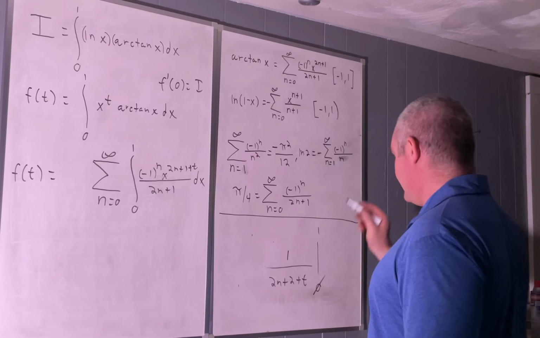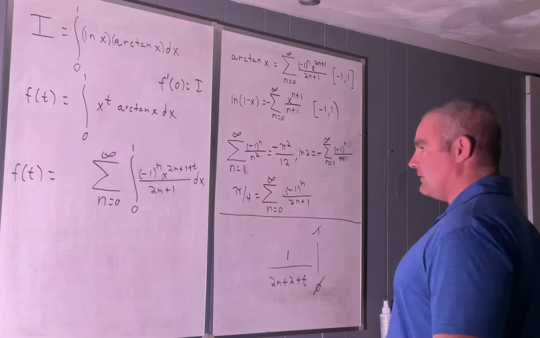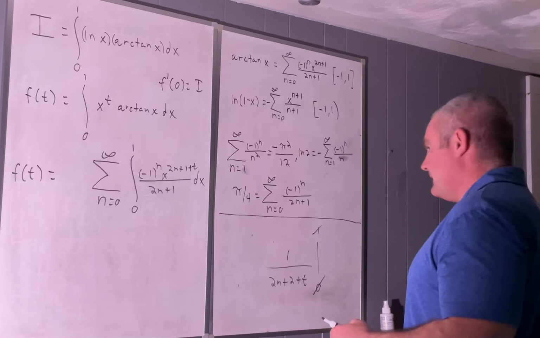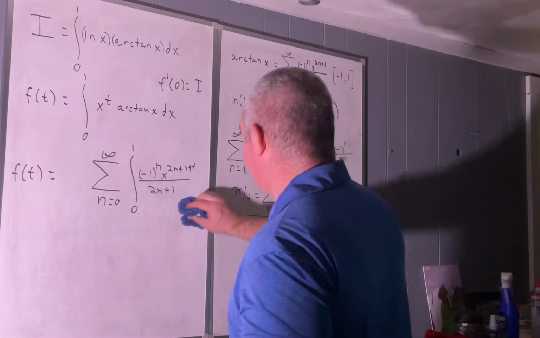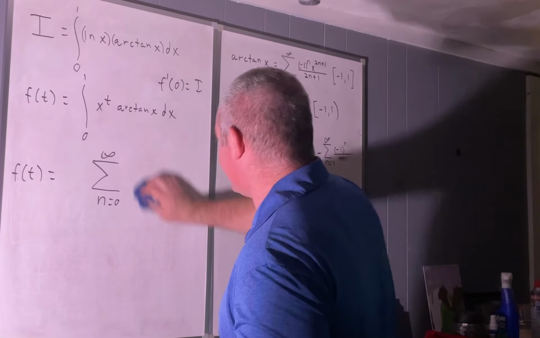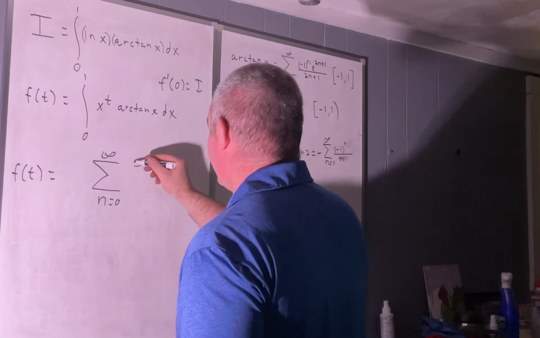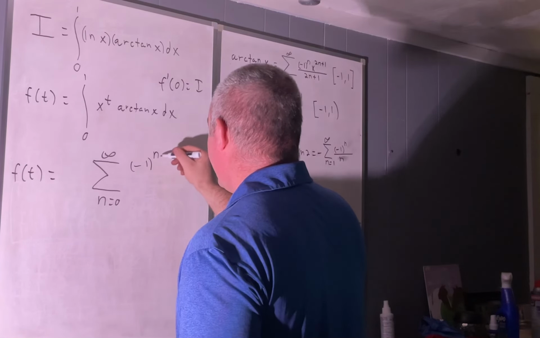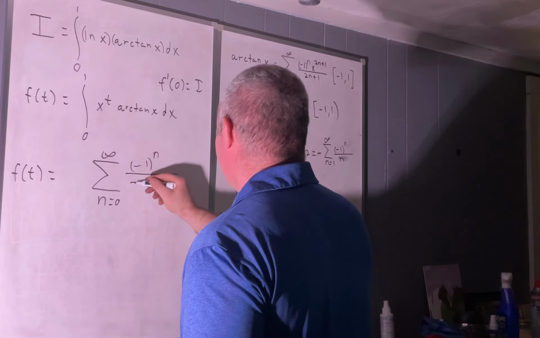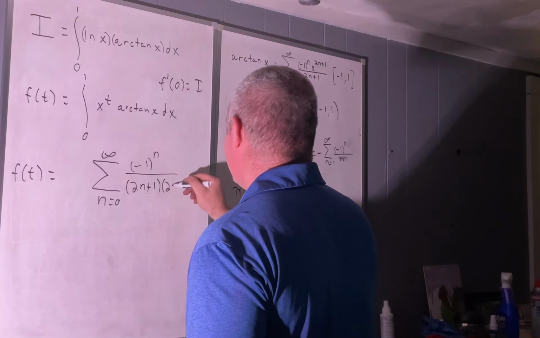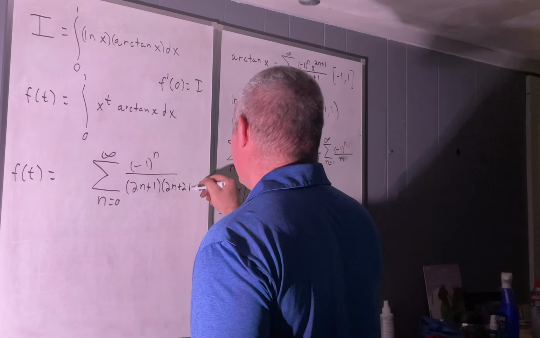So that's literally all it is. So our f of t is now simply equal to the sum from n equals 0 to infinity of negative 1 to the n over 2n plus 1 times 2n plus 2 plus t.